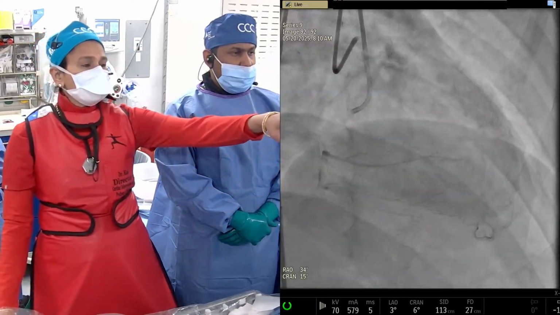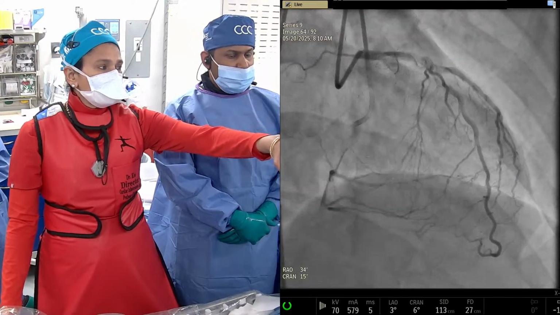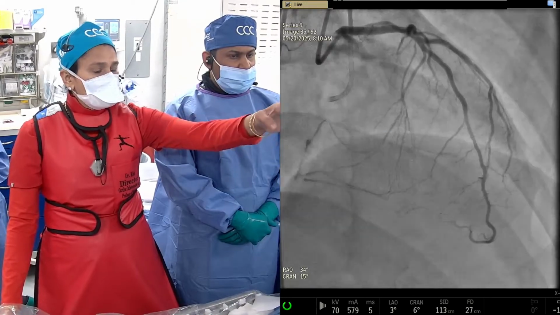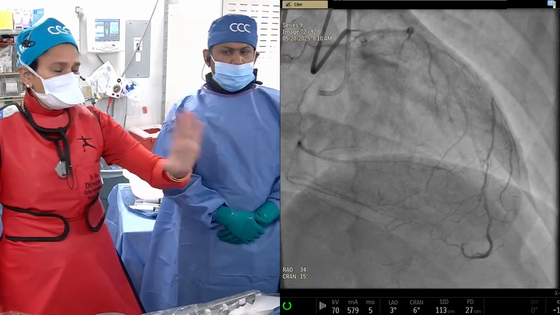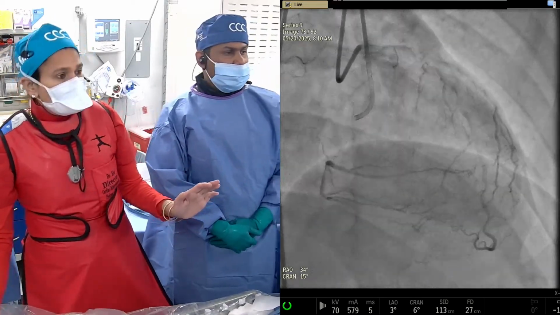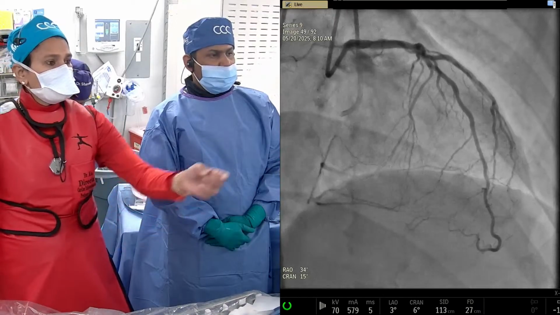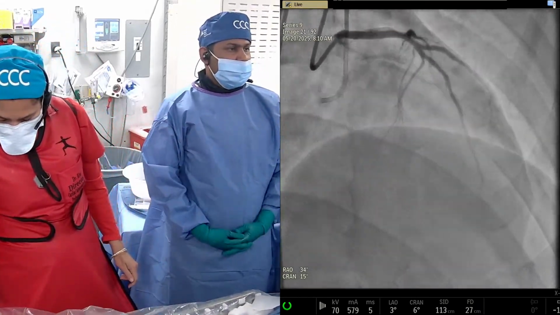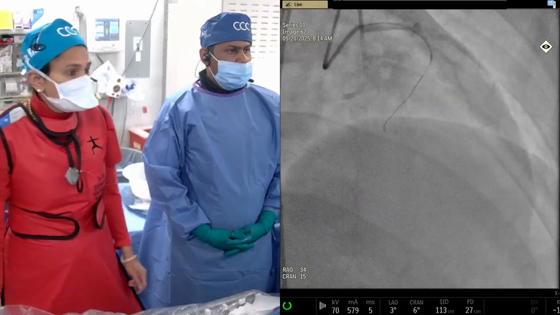So what will be the first wire of choice? Fielder, regular Fielder FC, which is again low tip load. Some people go with that wire, and once you are in the right septal, we actually took just Fielder, and with the Fielder itself, the curve has to be very small, and we were able to get into the second septal, second branch, and then we see that this is the Fielder wire.